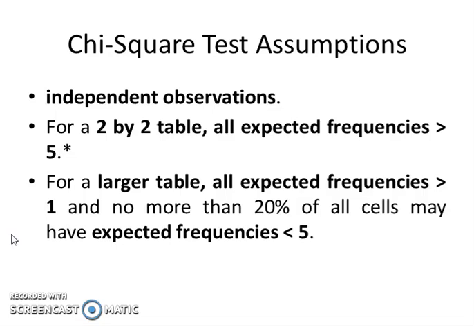Okay, and second, along with this, not more than 20% of cells may have expected frequency less than 5. That means at least 80% of cells should have expected frequency in excess of 5. Okay, so these are two assumptions of the chi-square test.